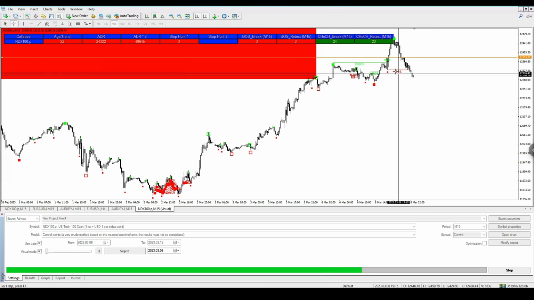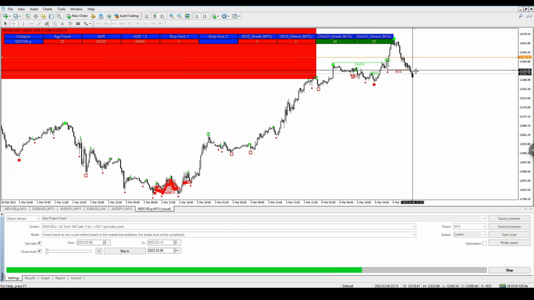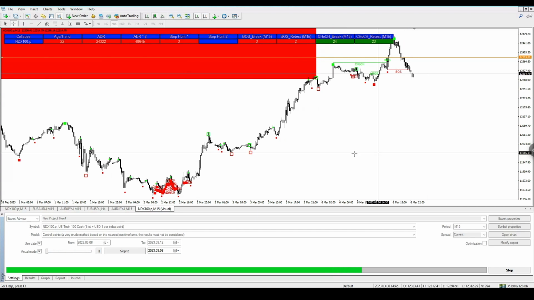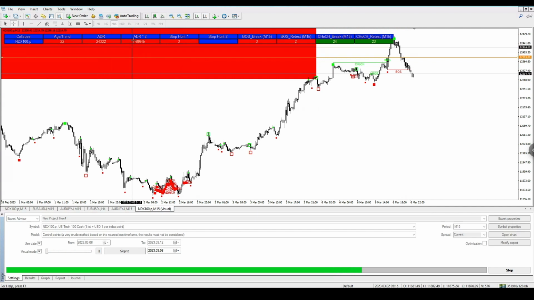And this is fantastic. So we can see our break of structure here. The bot would have entered the trade for you. Your stop loss would have been exactly where I said it would have been on the risk management. And now we're looking for a take profit 1 or a take profit 2.